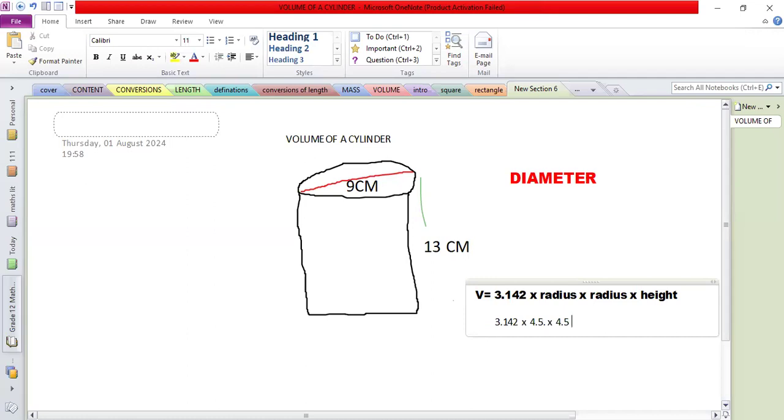I'm looking at your answers. Celo says 3,142 times 4,5 times 2. No, 4,5 squared does not mean 4,5 times 2. It means 4,5 times 4,5 times 13. So it is 3,142 times 4,5 times 4,5 times 13. Masekan gave us his calculations because he gave us the answer earlier. Maringa Amu says 3,142 times 4,5 times 4,5.